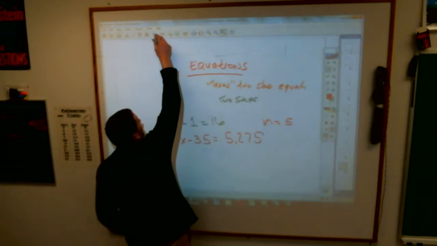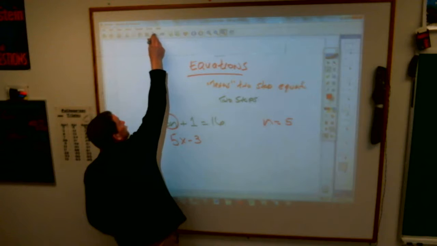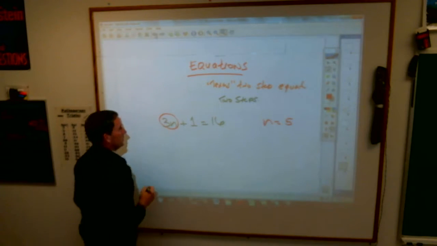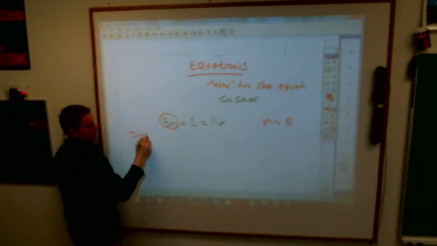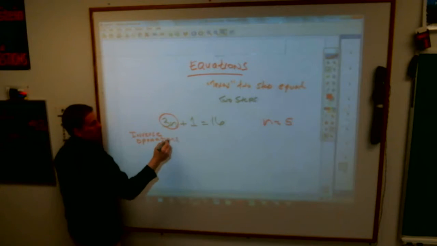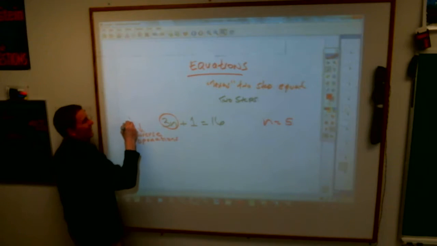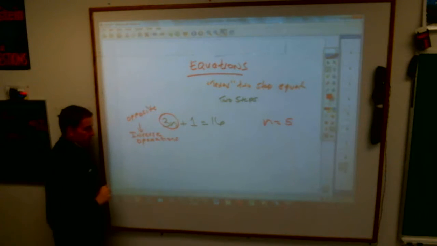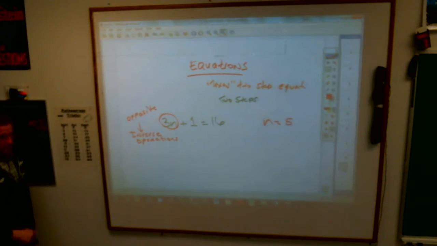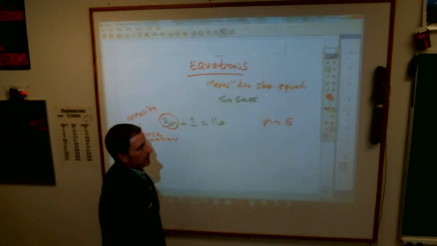And what these steps are called is this. You need to do what we call inverse operations. And another word for inverse would be opposite. I'll let you write that down and give you a little time.